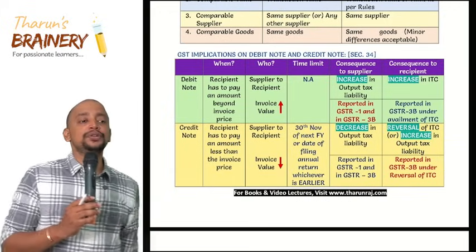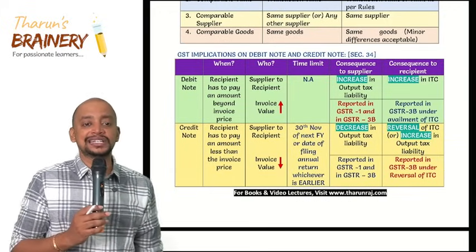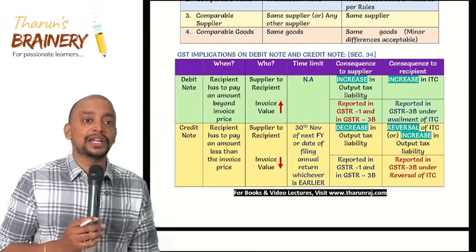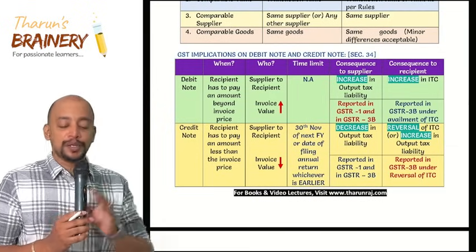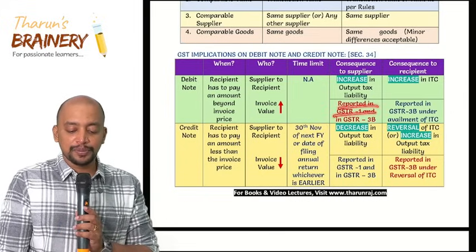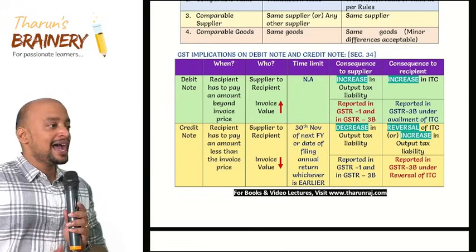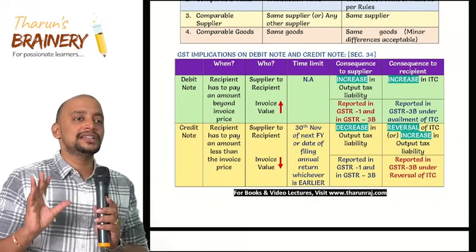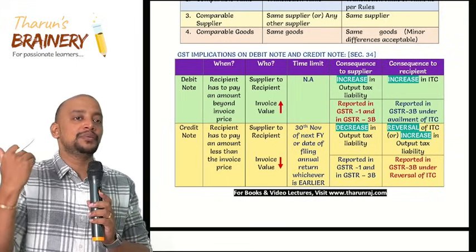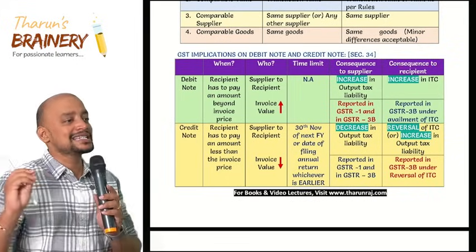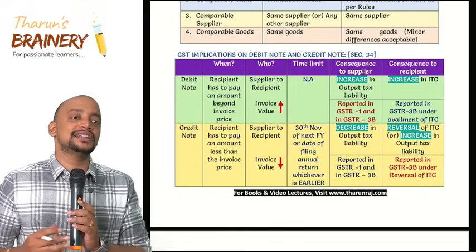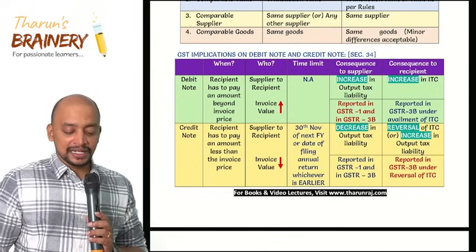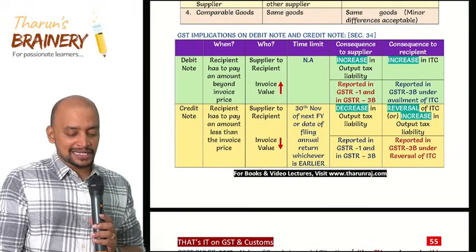And should this debit note be reported in GSTR 1 and GSTR 3B? Of course, yes. The debit note should be reported in GSTR 1 and that liability should be paid in GSTR 3B, reported in GSTR 1 and 3B. And what will happen because of this? Recipient's ITC will increase. Whenever we are talking about ITC, we will make the change in only one return, that is GSTR 3B. So in which return will the recipient avail ITC? Only in GSTR 3B.